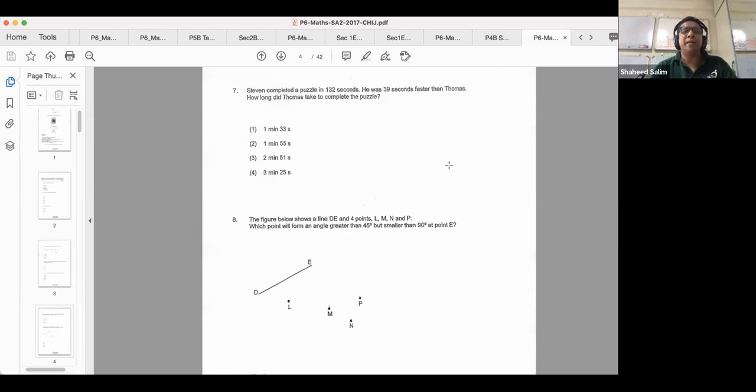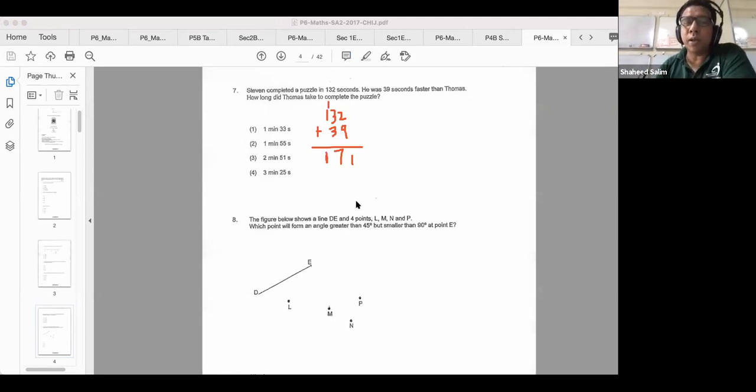Stephen completed a puzzle in 132 seconds. He was 39 seconds faster than Thomas. So Thomas must take a longer time because Thomas is slower. When you're slow, you take a longer time. So he took a longer time, take 132. He must plus 39 on here. What should you get? 171. So 171 is how many?